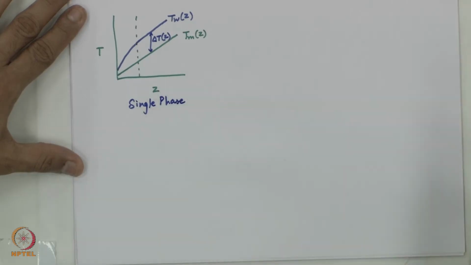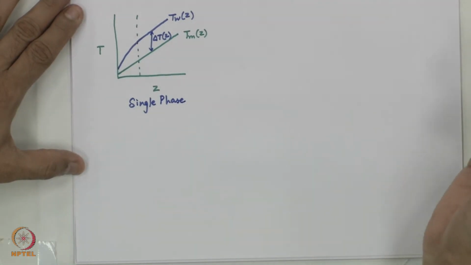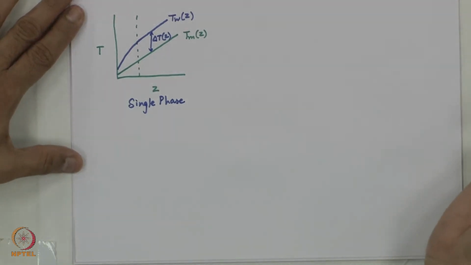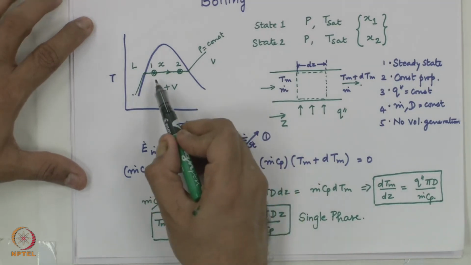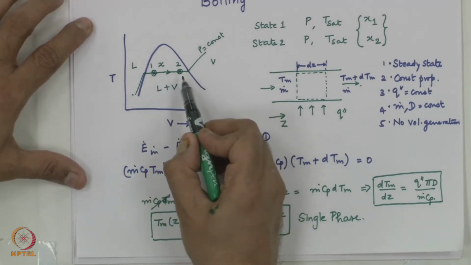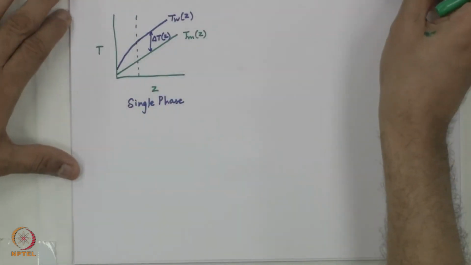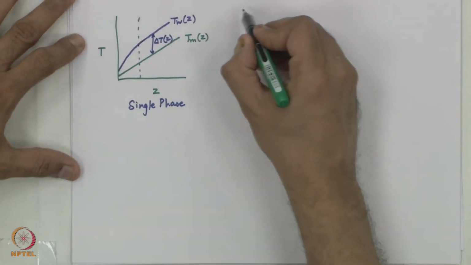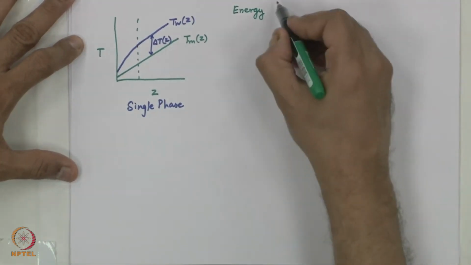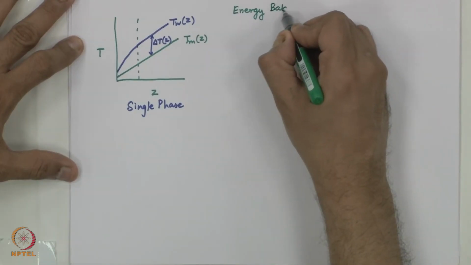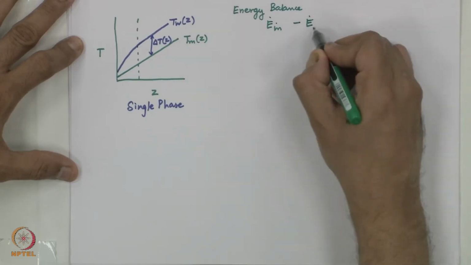Now, what is different in the two phase situation? In the two phase situation, you are not going to have T_m changing to T_m plus dT_m. Look at this, you are now at state 1, which is at quality x1, you are going to a state 2 where quality is x2. So, instead of writing the energy balance for a single phase fluid, the energy balance now is going to be written for a two phase substance coming in, E dot in minus E dot out equal to 0.